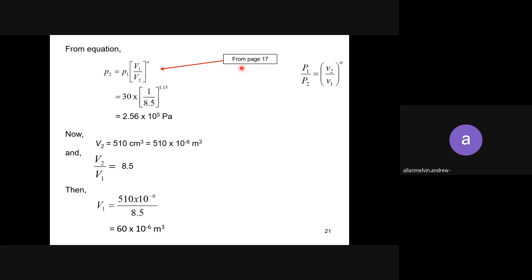Okay, so you take this equation, P1 over P2 equals V2 over V1 to the power of n. Okay, so you replace all of this. P1 is 30 bar, V1 over V2 is 1 over 8.5, and N is 1.15. So you solve this, you will get the value in bar. Then if you want to convert to Pascal, you just times with 10 to the power of 5. Okay, so you'll get the value of P2 equals 2.56 times 10 to the power of 5 Pascal.